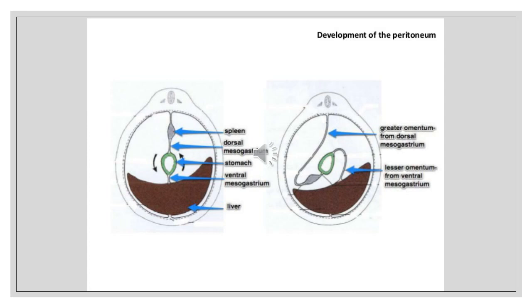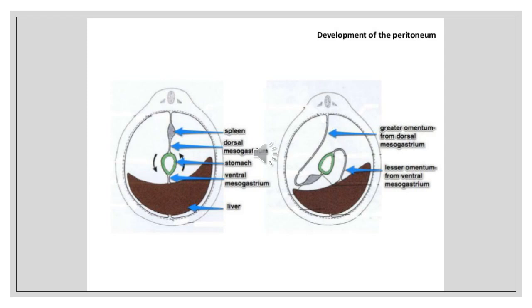First there is a ventral mesogastrium and a dorsal mesogastrium. When we take the ventral mesogastrium, the liver develops. It divides the ventral mesogastrium into two parts, a ventral and a dorsal part. The ventral part forms the ligaments of the liver. The dorsal part forms the lesser omentum, which is attached to the lesser curvature of the stomach.